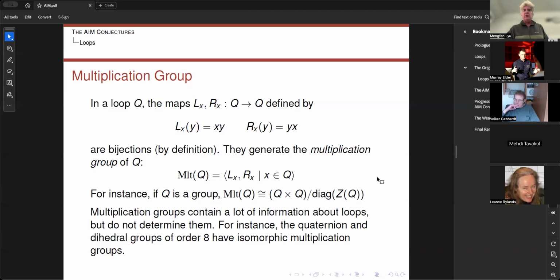Multiplication groups turn out to be very useful. They do contain lots and lots of information about loops. Studying loops through their multiplication groups is a big major industry. And the main reason is because you are changing the study of some non-associative object into studying some associative one that acts on the non-associative object. And that's more familiar. But they don't determine loops. So, for example, the quaternion and dihedral groups of order 8 have the same multiplication group.